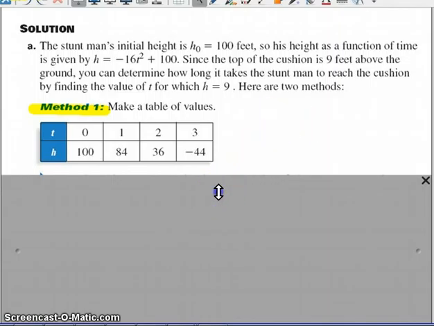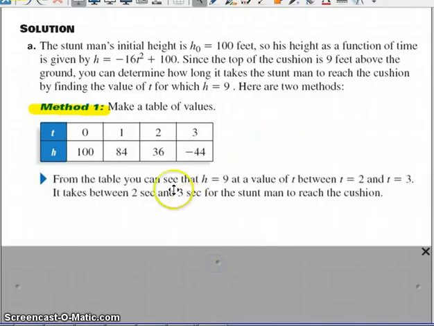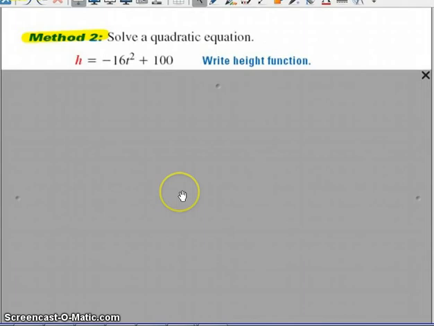That cushion is 9 feet high. Of course, 9 feet is somewhere between 36 and negative 44. So he's going to fall somewhere between 2 and 3 seconds. And that's what it says here. He's going to take between 2 and 3 seconds to fall. But another and more accurate way to answer the question is to solve it.